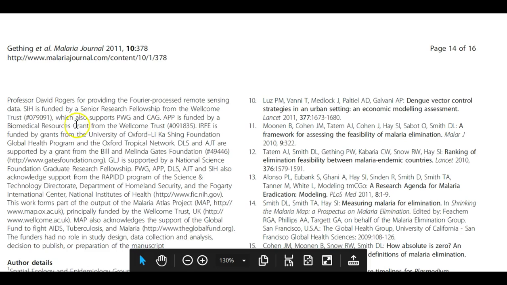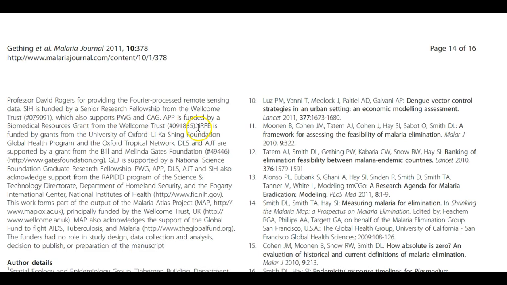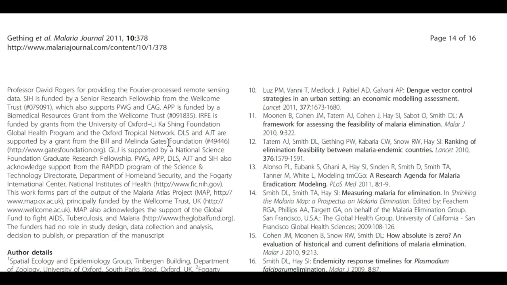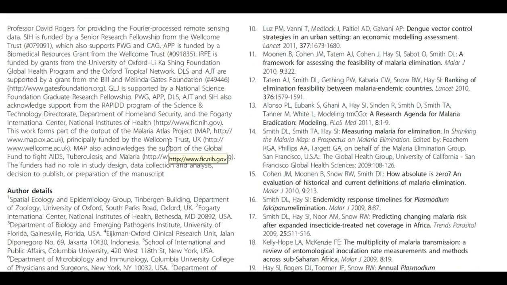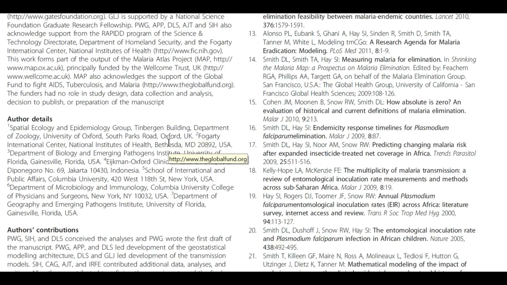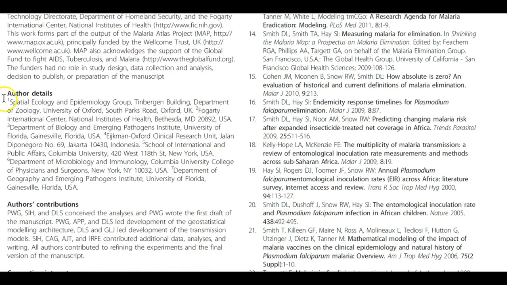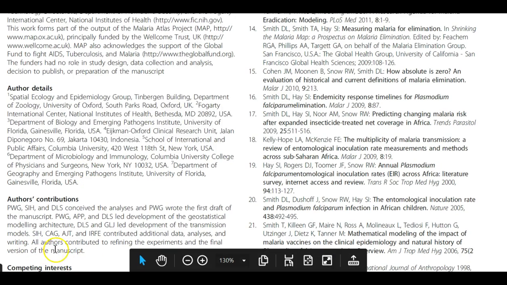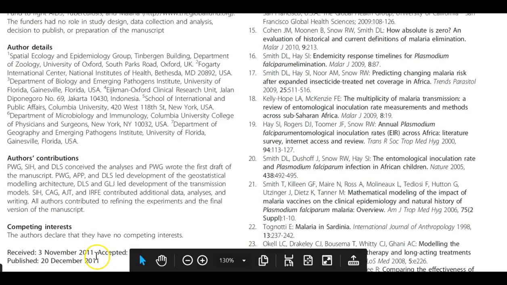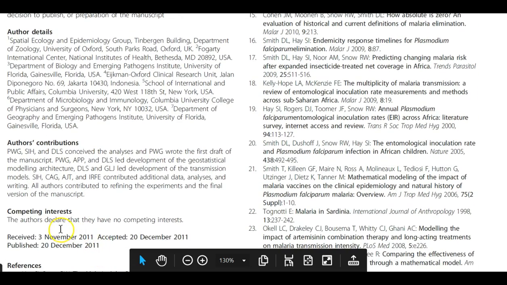This project is funded by Biomedical Resources grant from this trust group, this would be in England, and Global Health Program in Oxford Tropical Network and elsewhere. These people really have to tell who they are, where they're from, what their contributions were. For example, here's details of the different authors. All authors contributed to refining experiments in the final version of this manuscript. The authors declare that they have no competing interests.